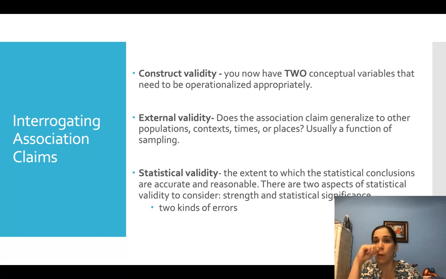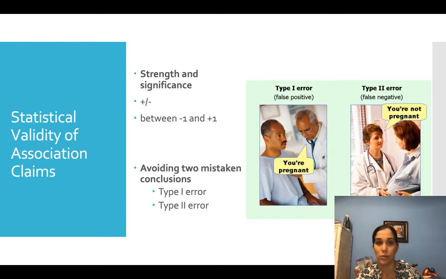And when we're talking about correlations, we are talking about the strength and the significance, but we're also talking about potential errors. So strength, as a reminder of what we just went over, can be between -1 and +1, right? The closer to 1, the stronger the relationship. The closer to 0, the weaker the relationship. And plus or minus essentially means the direction of the relationship.